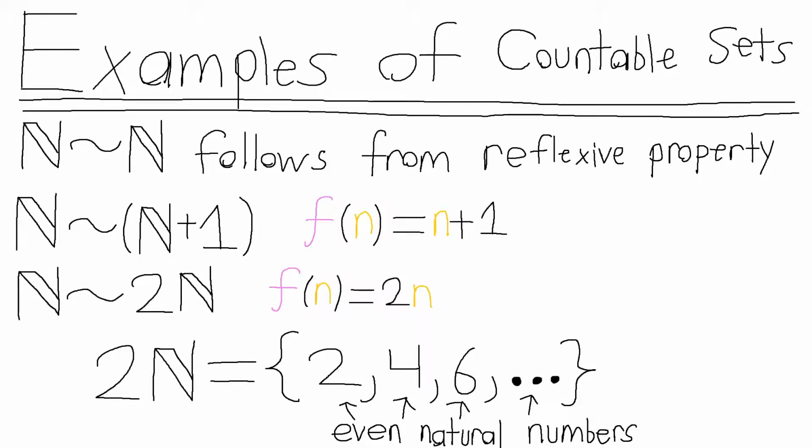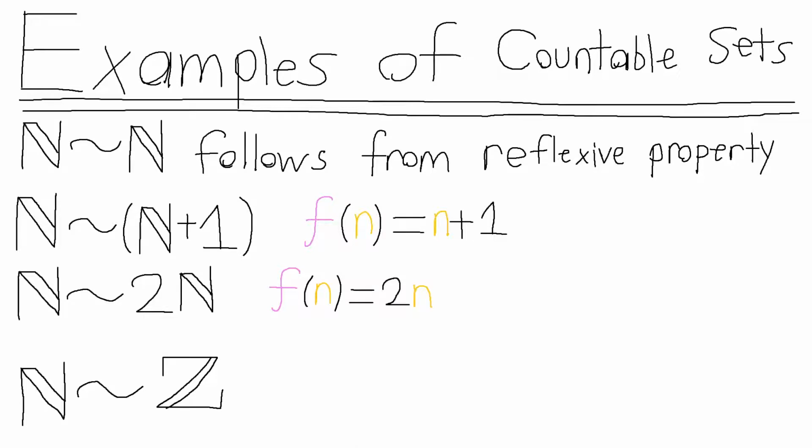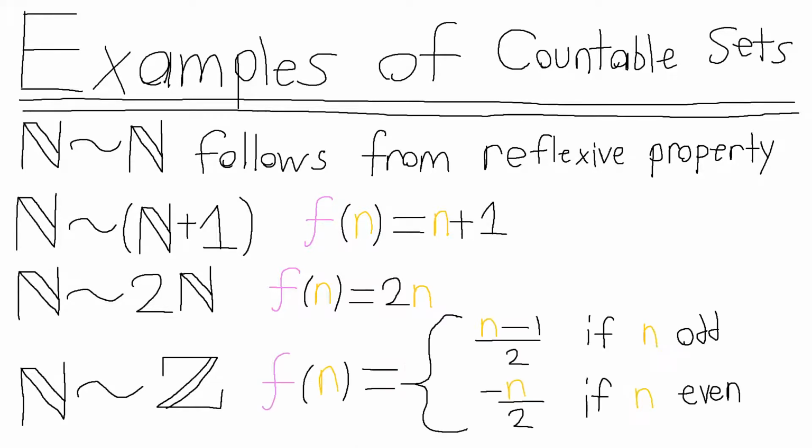Using this idea, we can figure out that the natural numbers and the integers have the same size under cardinality. We can construct a bijection between them that sends all of the odd natural numbers to all of the non-negative integers, and all of the even natural numbers are sent to the negative integers.